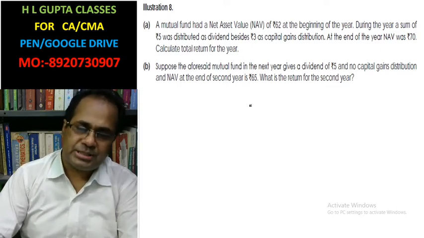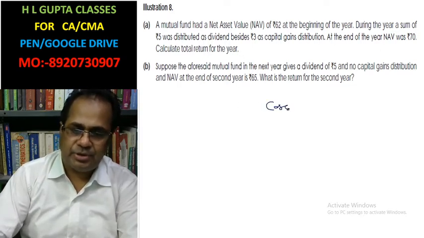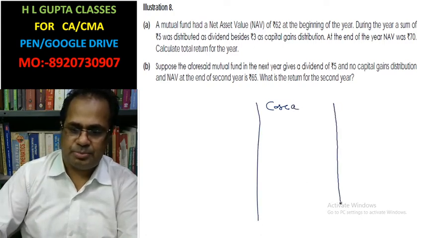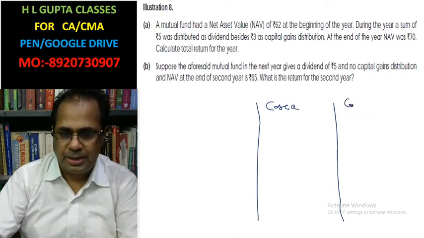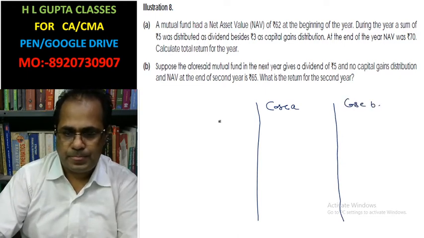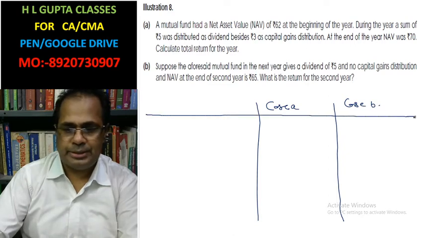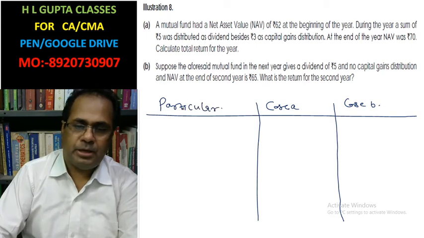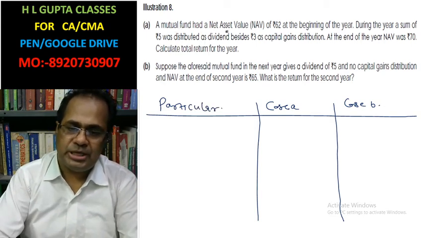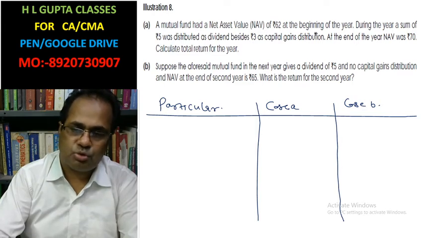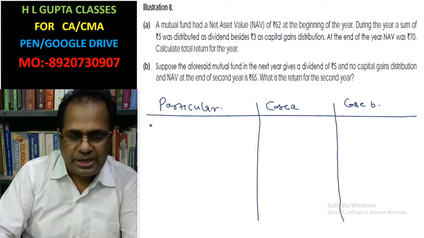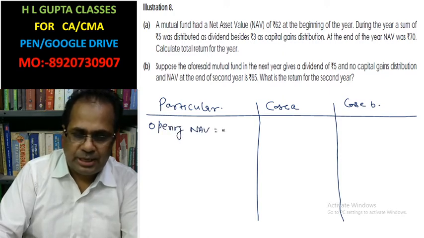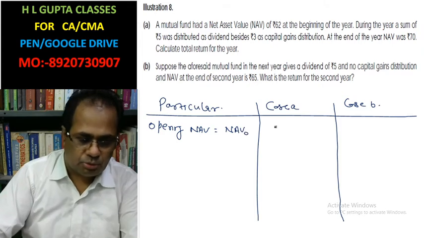So here I am going to discuss two cases: case A, and the second part, which is assumed as case B. The information given here is that the mutual fund has a net asset value of 62 at the beginning. That is, the opening net asset value, the net asset value at 0, is 62.